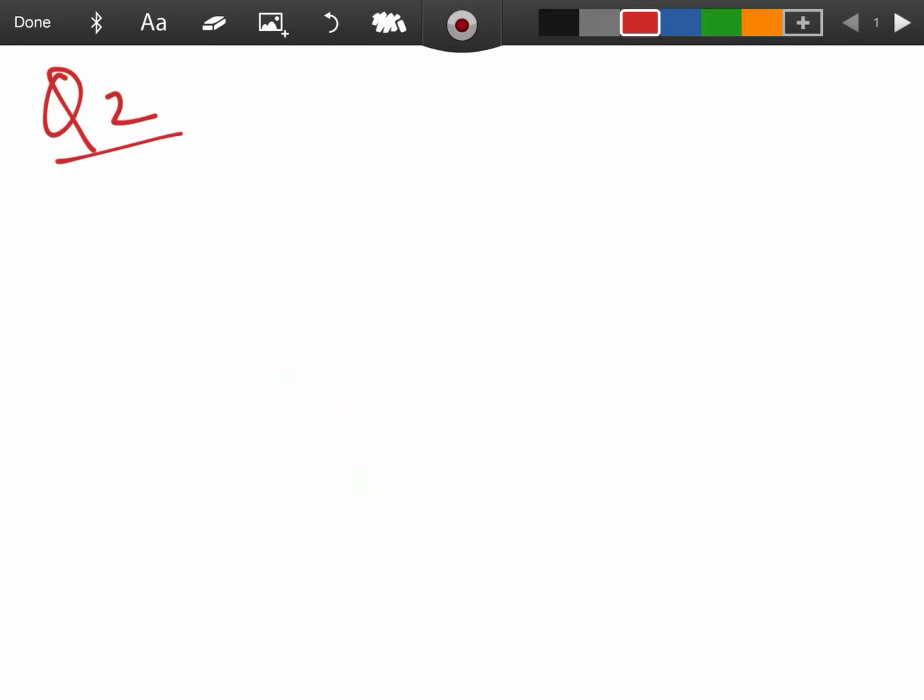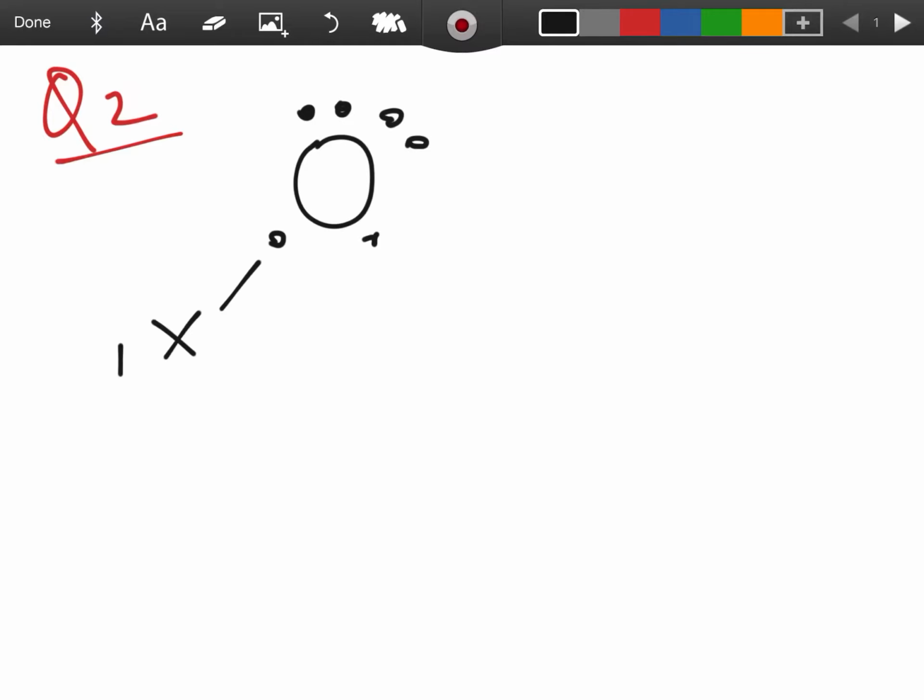Question 2 then asks you to define electronegativity. You'll say it's the relative attraction that an atom has for a shared pair of electrons in a covalent bond. And they ask you to draw water. Oxygen is in group 6, so 1, 2, 3, 4, 5, 6. And hydrogen has just the 1 electron. So remember to do the dot and cross.